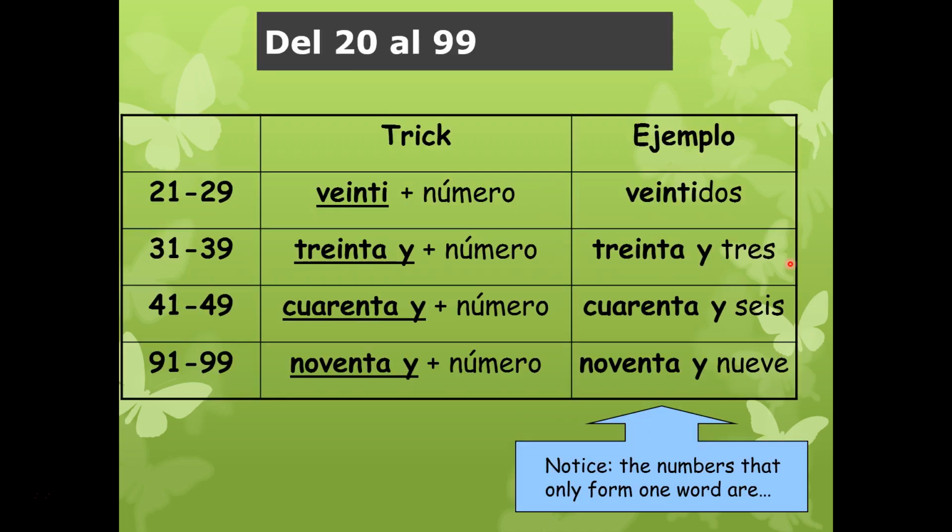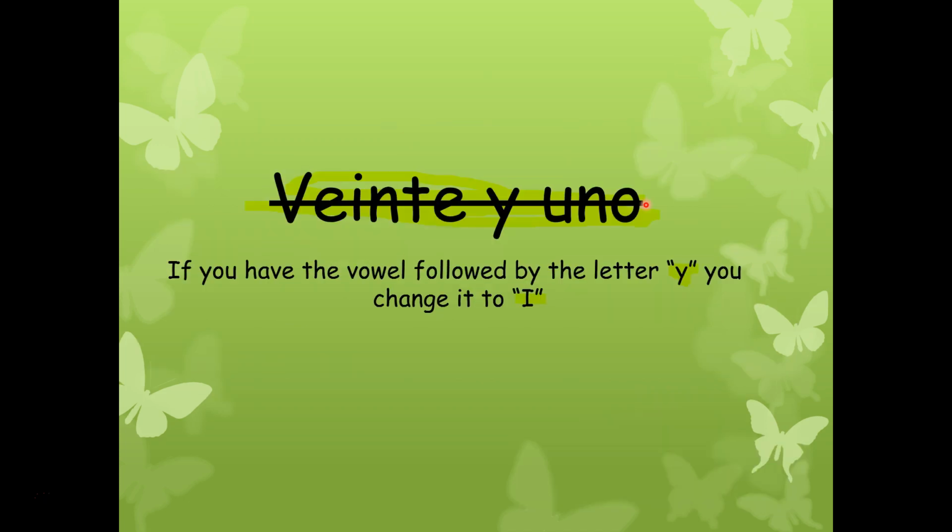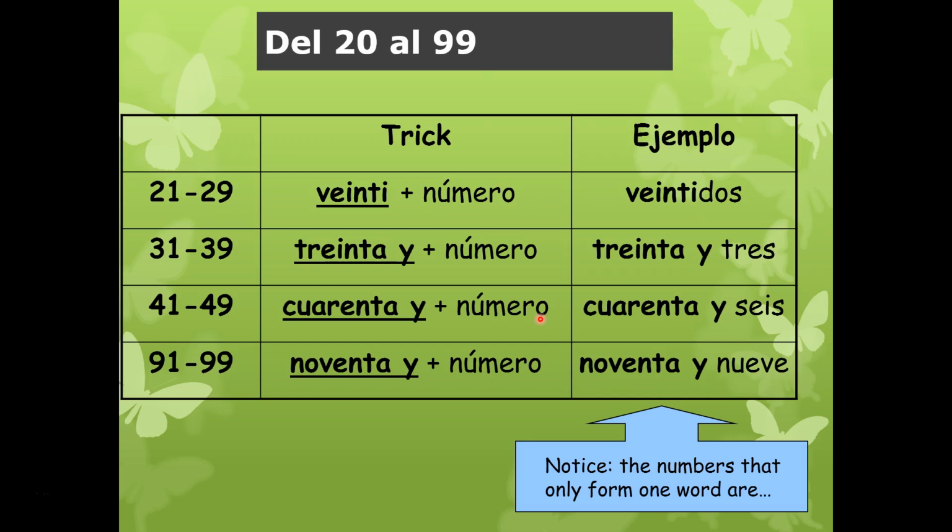So if you take a look at this once again, 22 is only one word. From 20 to 29, all those numbers are gonna be one word. But from 30 and on, all the numbers are going to be three words. Okay? So I don't want to see something like this: 20 y uno. No! If you have a vowel followed by the letter Y, you change it into I. So it becomes one word: 21. Just like here in 22.